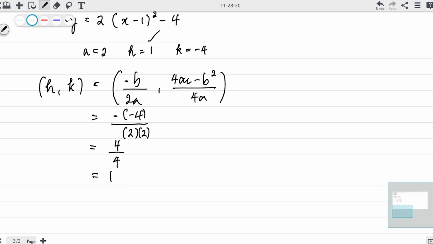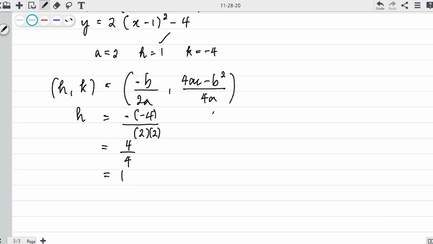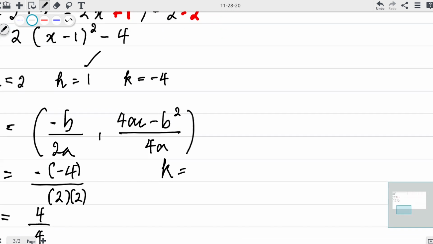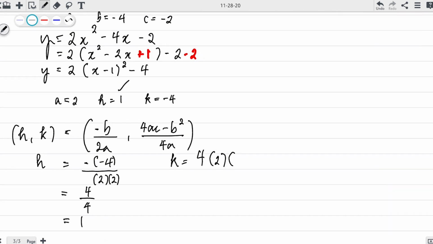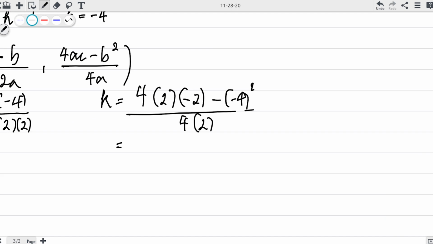I have another technique for h, but let's do the formula first. For k, it is 4ac minus b squared all over 4a. 4 times a, your a is 2, your c is minus 2, minus the square of b, negative 4 squared, that's 16, all divided by 4 times a. Your a is 2. Let's simplify. 4 times 2 is 8, times negative 2, that's minus 16. And we have minus 16 there.